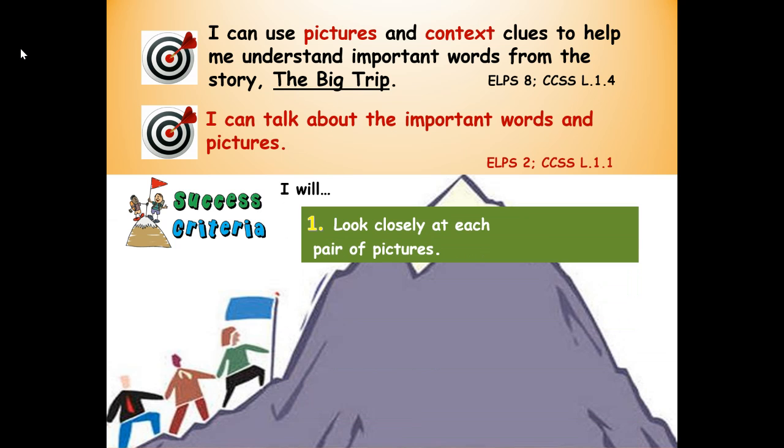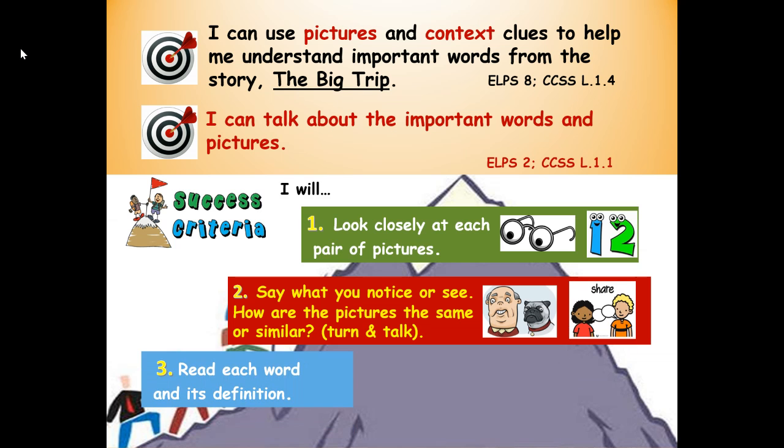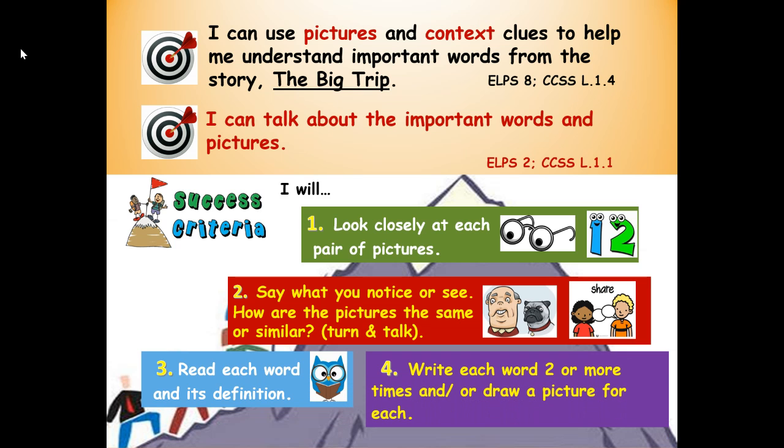I will. Number 1, look closely at each pair of pictures. Number 2, say what you notice or see. How are the pictures the same or similar? Turn and talk. And then you're going to read each word and its definition. And then you're going to write each word. And then you're going to write it again 2 or more times and draw a picture for each.